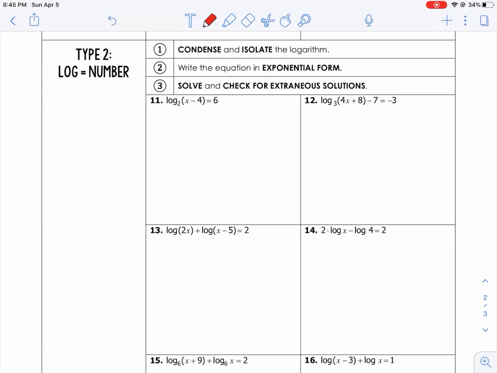where log is equaling a number. So first thing that you're going to do is you're going to condense and isolate the logarithm if you need to. You're going to write the equation in exponential form. Since we don't have the same logs equal to each other, we do have to write it in exponential form to be able to solve it. And then we're going to solve and check for extraneous solutions.